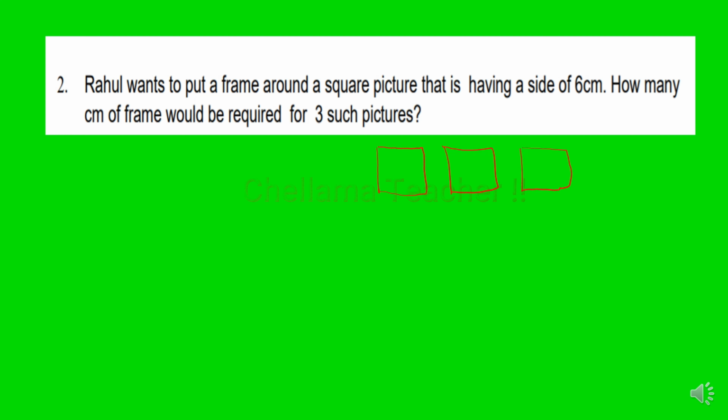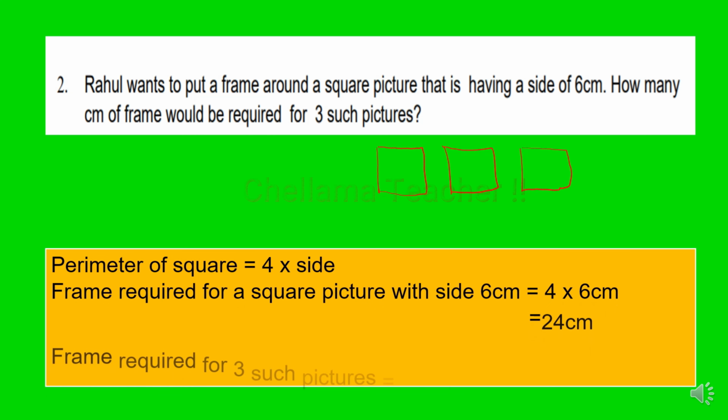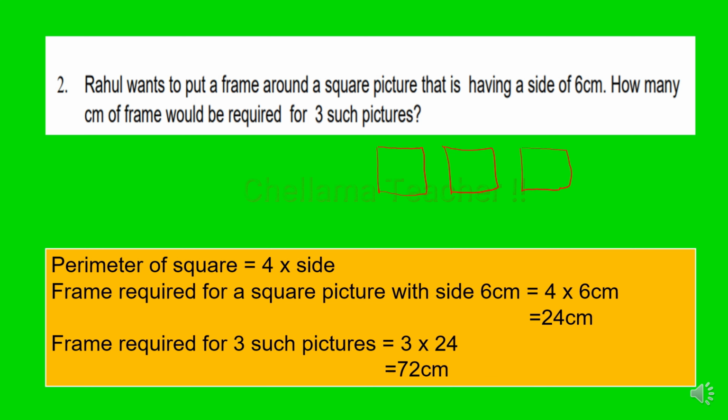So let's see the first one. The perimeter of square is equal to 4 into side. So frame required for a square picture with the side 6 centimeter is 4 into 6 centimeter, which is equal to 24 centimeter. Frame required for 3 such pictures is equal to 3 into 24 is equal to 72 centimeter.